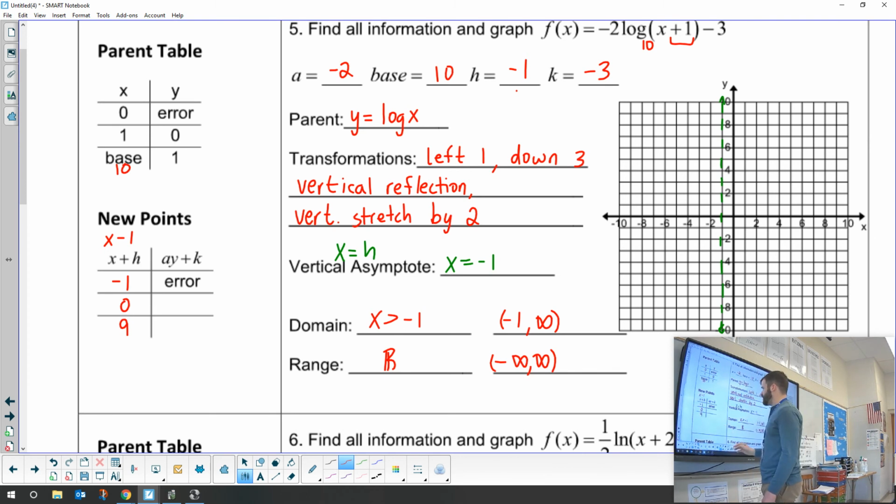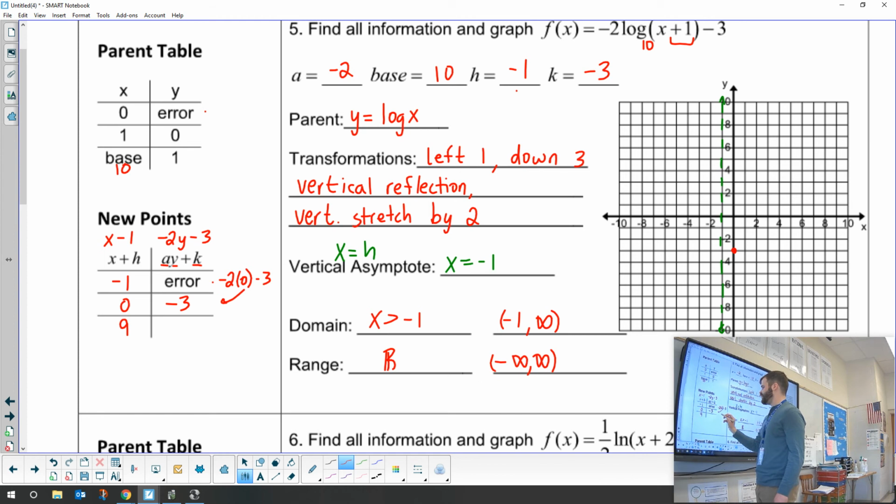What about my y's? Let's take a look here. So we go a times y plus k. Okay, well my a is negative 2. So we're going to go negative 2 times each y plus my k, but my k is minus 3. So let's go one at a time. First off, my error doesn't change. It's still going to be an error. What about 0? Well, let's see. Negative 2 times 0 minus 3. Negative 2 times 0 is 0. 0 minus 3 is negative 3. So I have a point on my graph at 0, negative 3. So right down there.